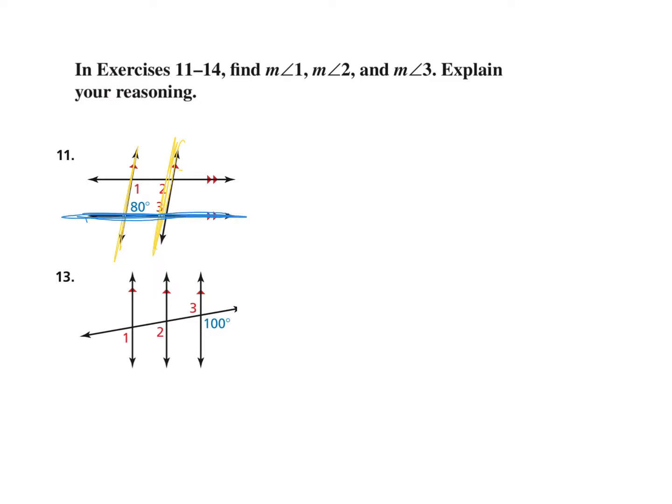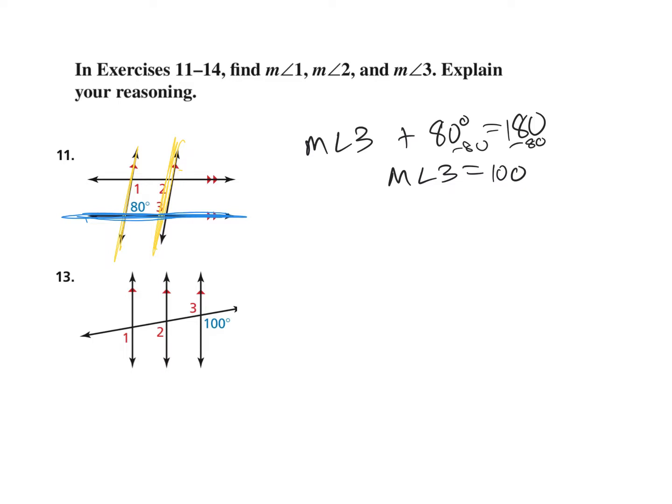So we have angle 3 and the measure of angle 3 and 80 degrees, those are consecutive interior angles. They're on the same side of the transversal, and they're interior. So we add them together, and they equal 180. All right, so now we can figure out the measure of angle 3. Subtract off the 80, and you get 100. The measure of angle 3 is 100.